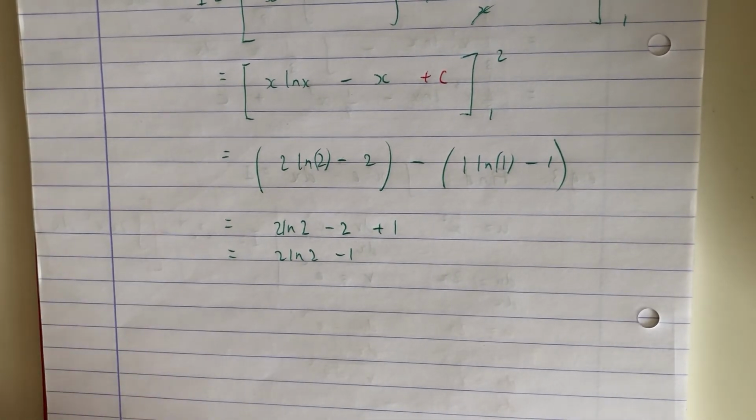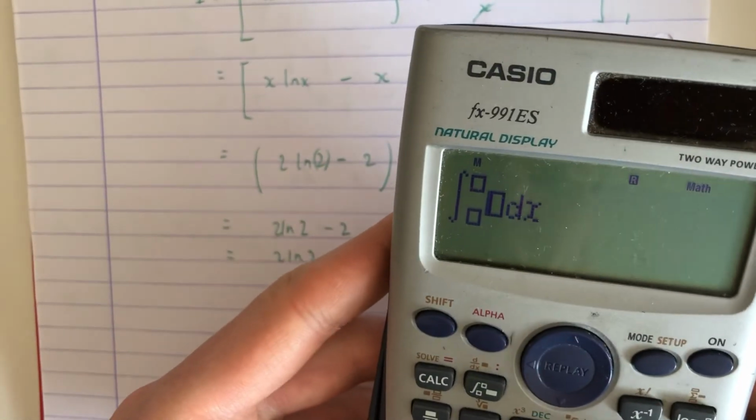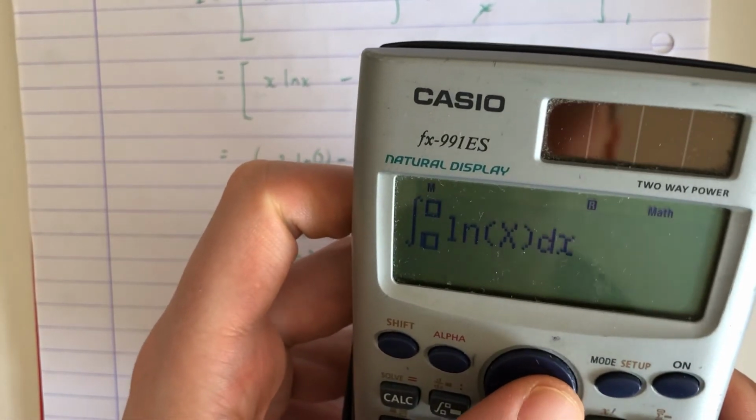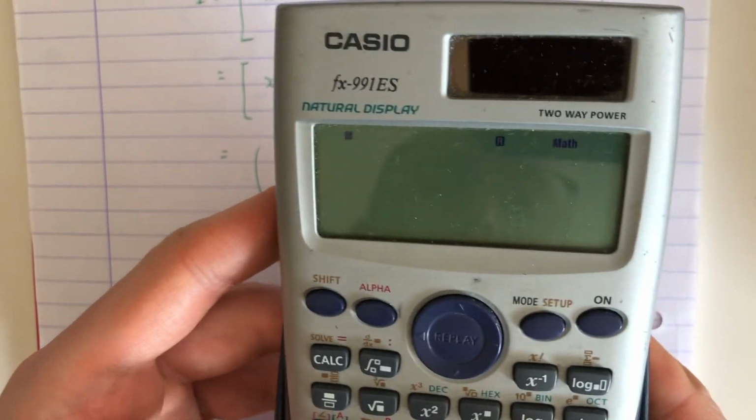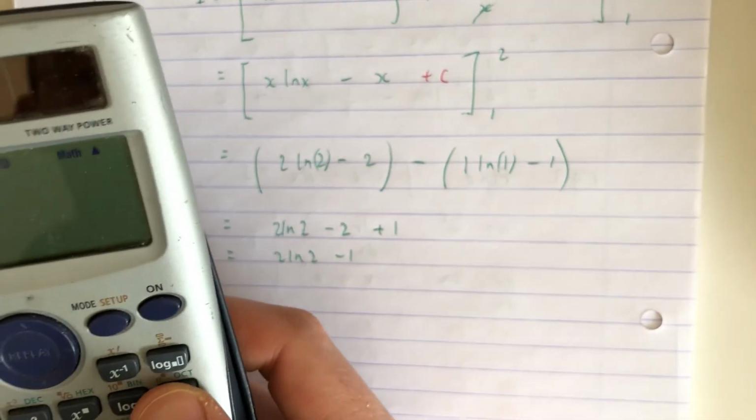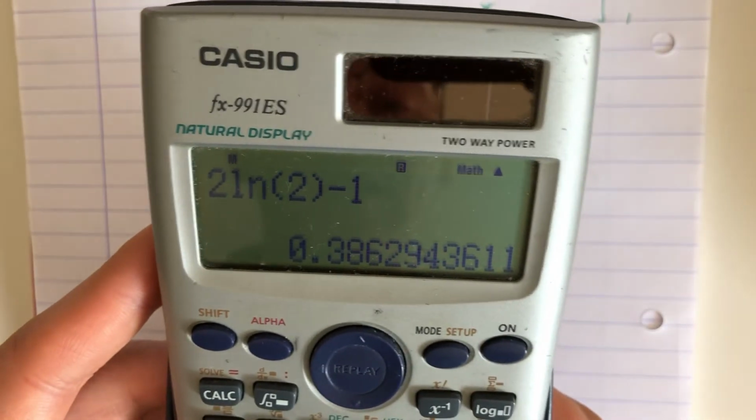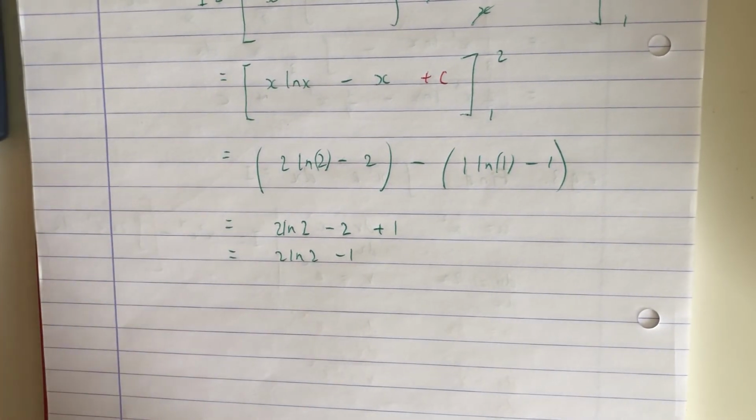Let's just check to see if that is correct. You can always check the definite integration on your calculator, so ln x between 1 and 2 gives you, calculator's going to think for a bit, 0.386, and 2 ln 2 subtract 1 is exactly the same. So yeah, that's correct.